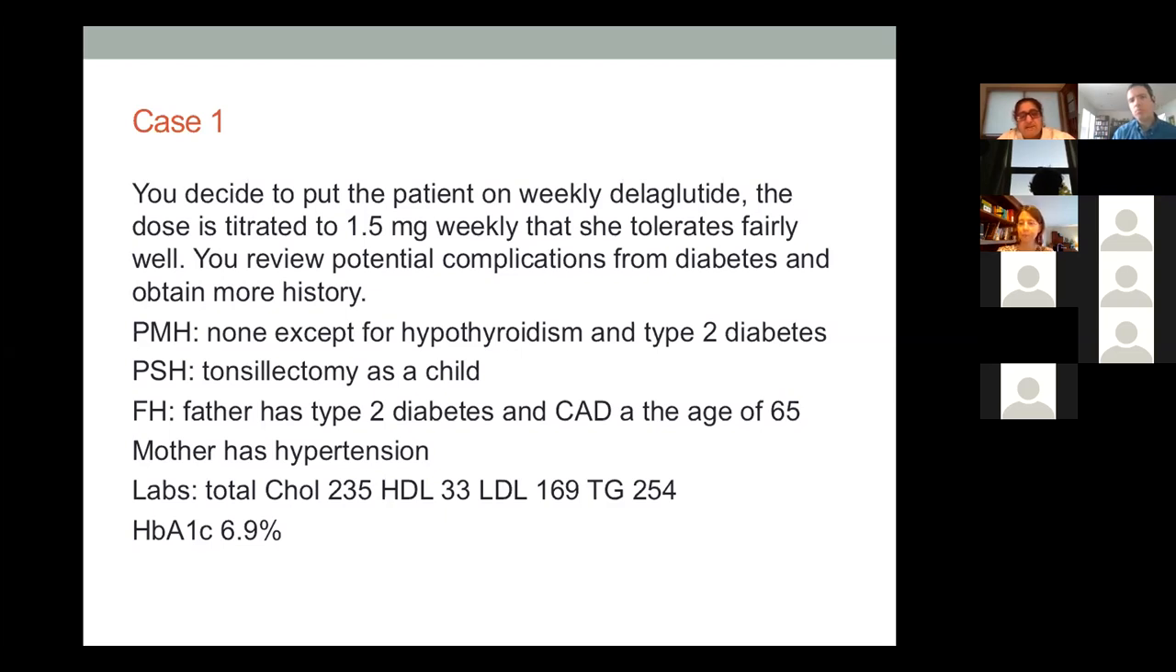Thank you. Okay, so I guess in this case, I decided to put the patient on dulaglutide for the added weight loss advantage and titrated to 1.5 milligrams per week. She tolerates it pretty well. And then you review the potential complications from diabetes and you obtain a little bit more of a history. Other than hypothyroidism and type 2 diabetes, she has a family history of type 2 diabetes, and a dad with cardiovascular disease at the age of 65, mother has hypertension.